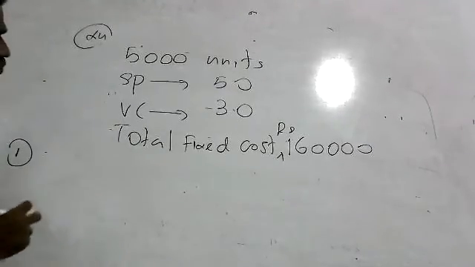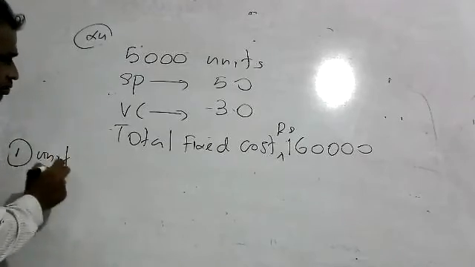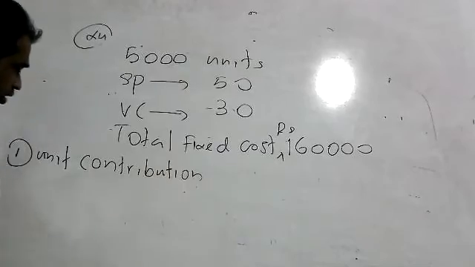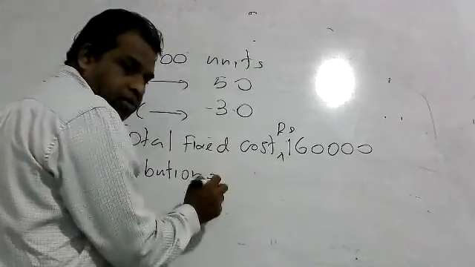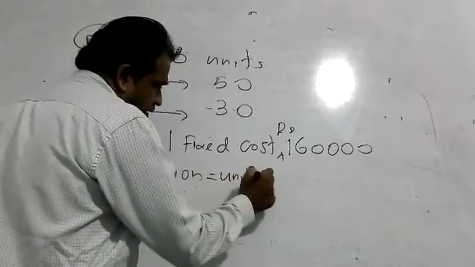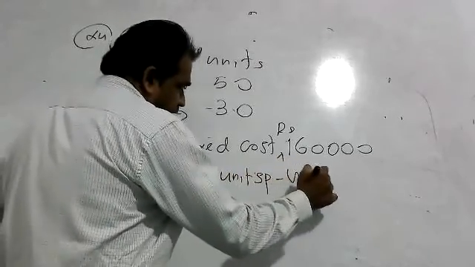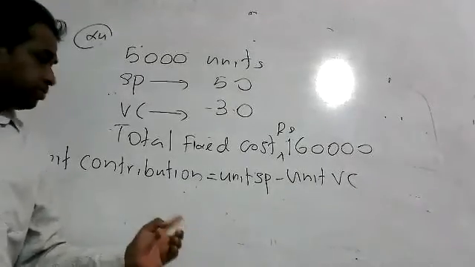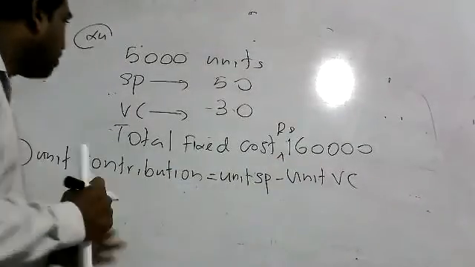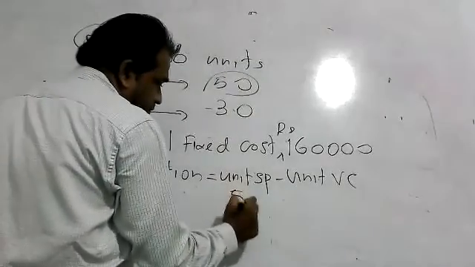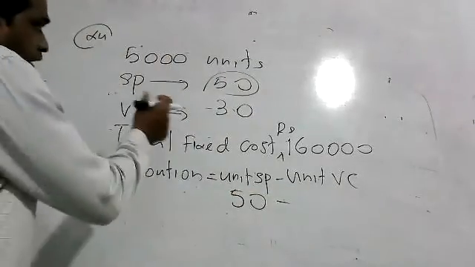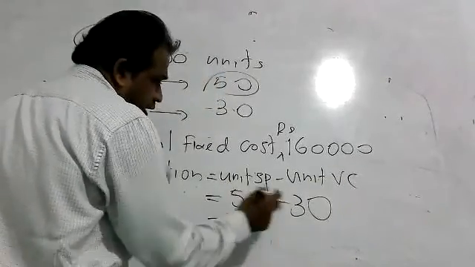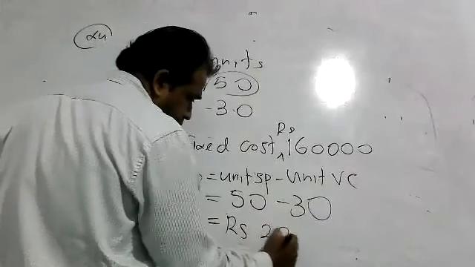Part 1, you can calculate unit contribution. Unit contribution equals unit selling price minus unit variable cost. You are given unit selling price 50 rupees and variable cost 30 rupees. Then your unit contribution equals 50 minus 30, 20 rupees.